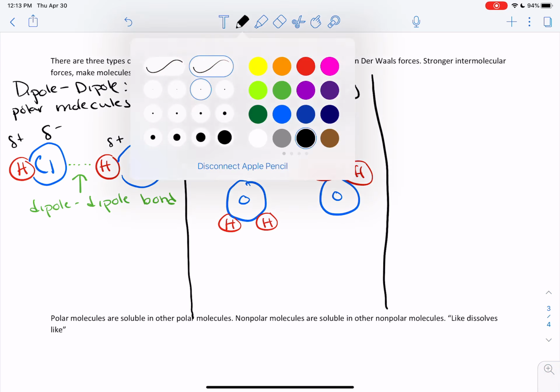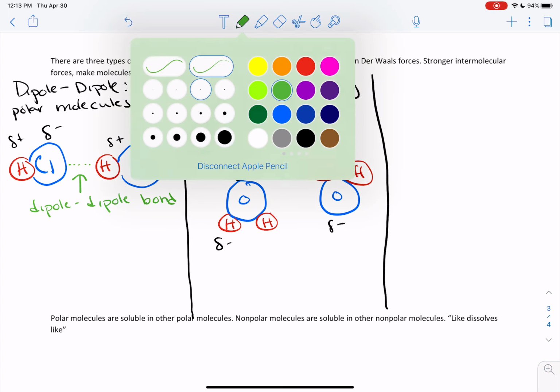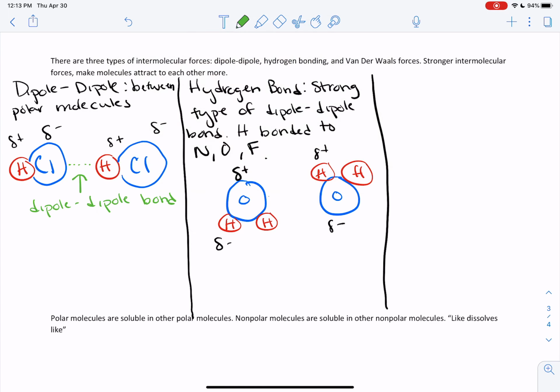Okay, so we would have hydrogen bonded to oxygen here. So since hydrogen is so small, it gives up the electrons really easily. So that makes the separation of charge even greater. So this is even more partial positive, and this is even more partial negative. Okay. So this attraction here between the partial negative and a partial positive is a hydrogen bond.